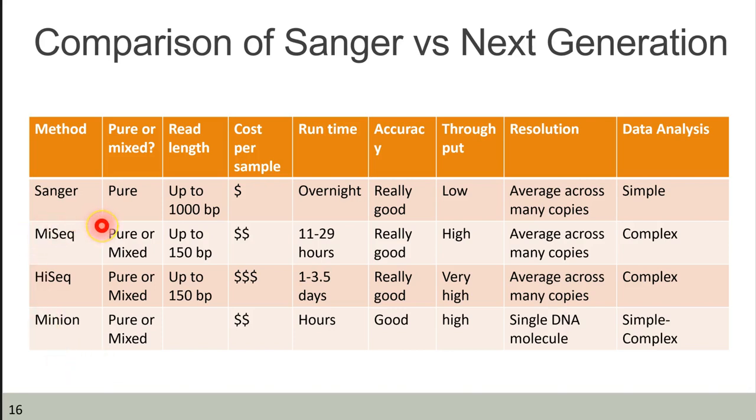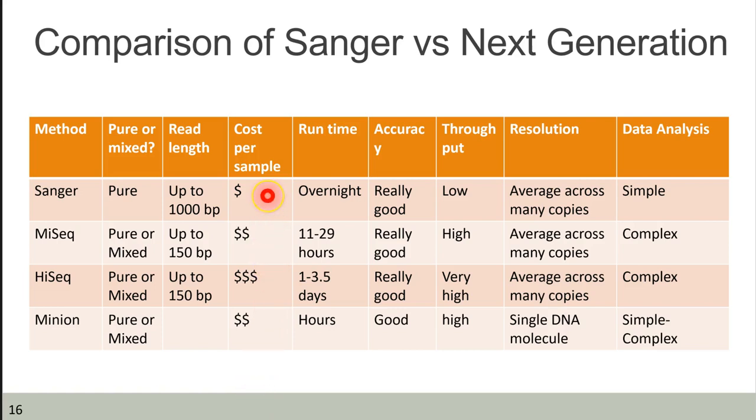So for Sanger sequencing, you need a pure culture, a single genotype, a single microbe colony that you've started out with. And that's because those peaks are muddled if you have 2 copies of a gene in there. MiSeq, HiSeq, and MinION, you can use pure or mixed DNA. The read length for Sanger is really long, about 1,000 base pairs. MiSeq and HiSeq is shorter. MinION, it really varies depending on the chemistry that you're using. It can be thousands of base pairs long.